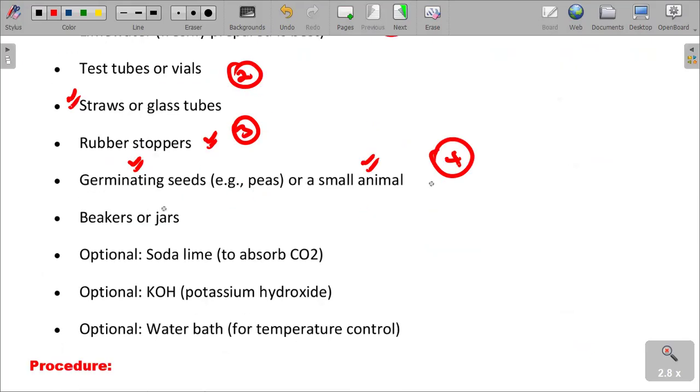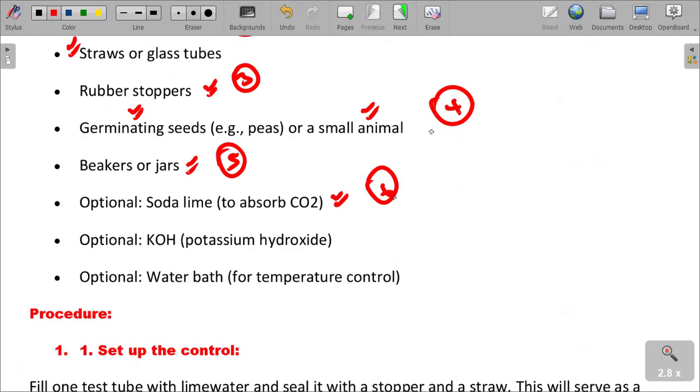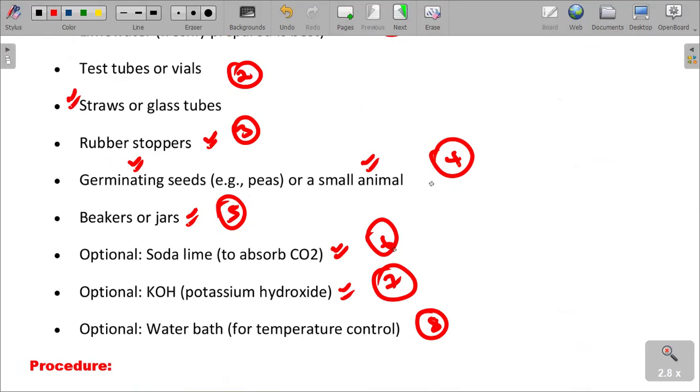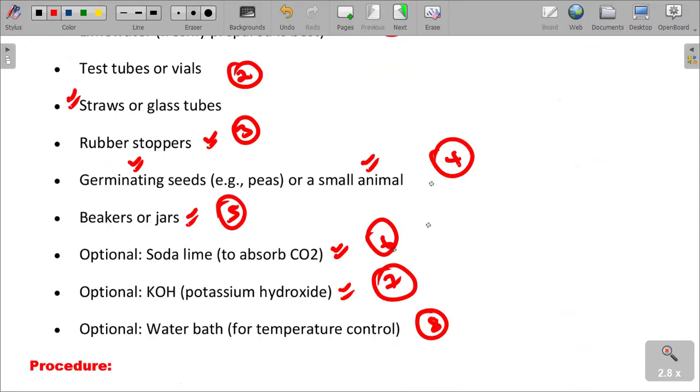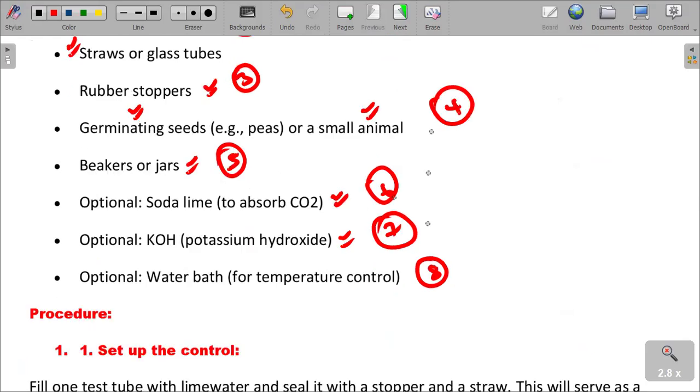We have got the jars or beakers, of course, they are supposed to be used. We have optionals, which can also be soda lime that is used to absorb carbon dioxide. Number 6, we have also potassium hydroxide that can also be used to absorb carbon dioxide. And then we are also going to use a water bath for temperature control. So these are the materials, or the requirements, that we need when we are to do an investigation on production of carbon dioxide during cellular respiration.